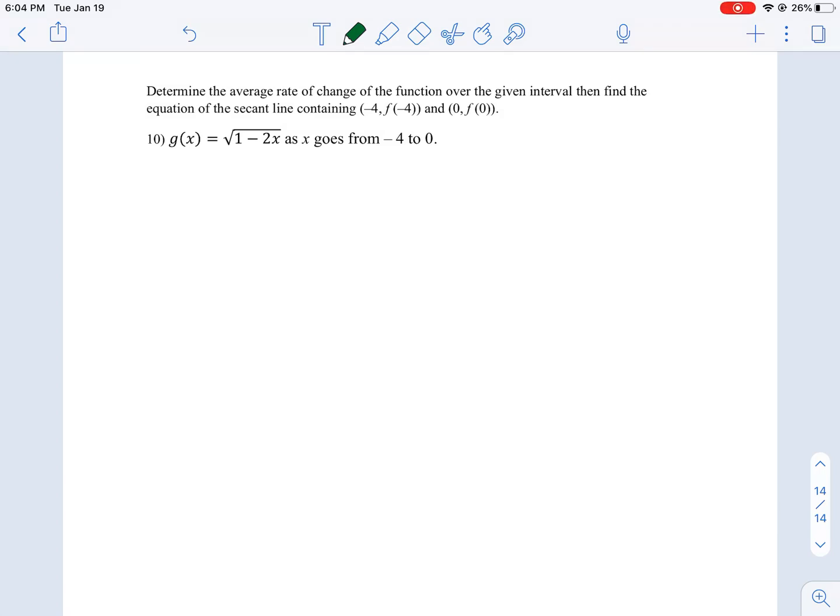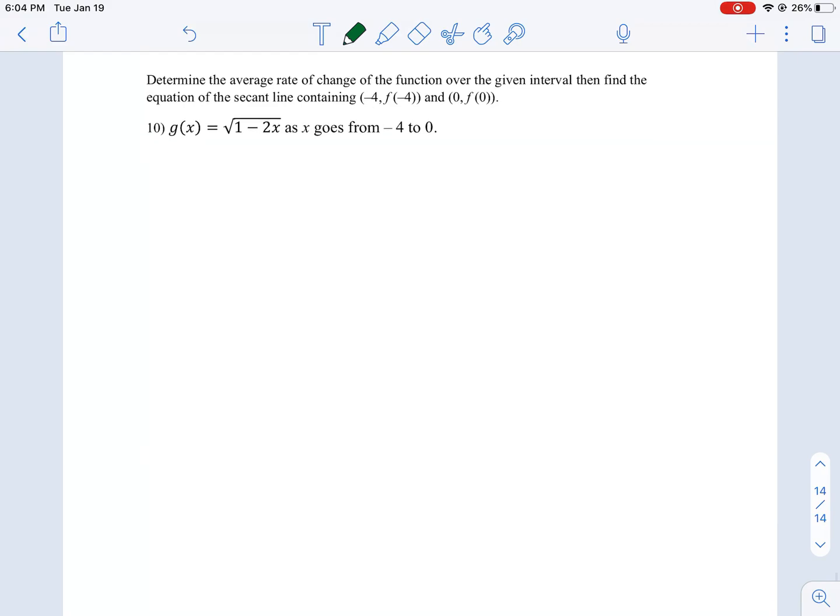Hello class, in this video I'll be showing you how to find the average rate of change of a function between 2 points and how to find the equation of the secant line that contains those 2 points. Let's begin. So the function we're working with is the square root of the quantity 1 minus 2x.